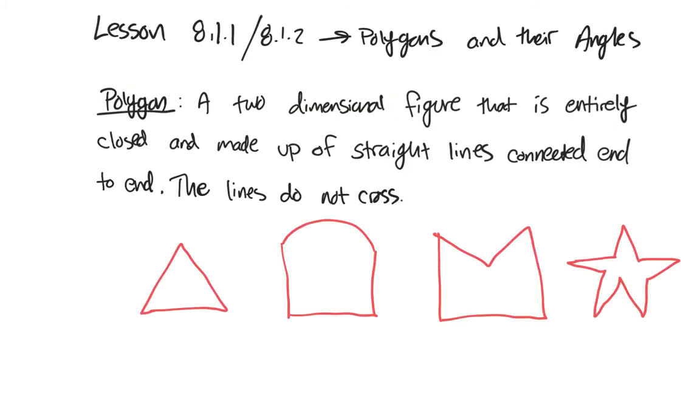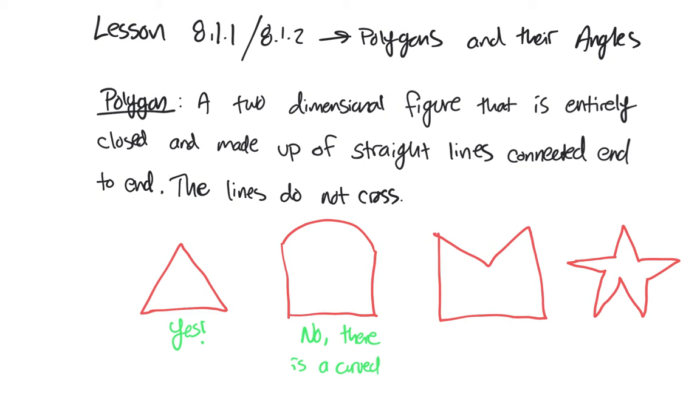So what are polygons? Polygons, as I wrote down here, are 2-dimensional figures that are entirely closed and made up of straight lines connected end to end. These lines do not cross. I've written some examples here of shapes that could be or could not be polygons. This first one is a triangle. That is a polygon, according to our definition. So yes, that's a polygon. The second one is no. This is not a polygon, as we have a curved line.